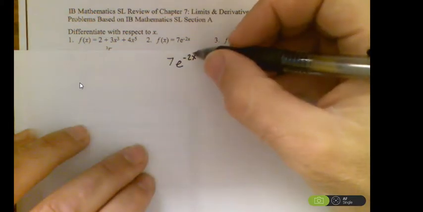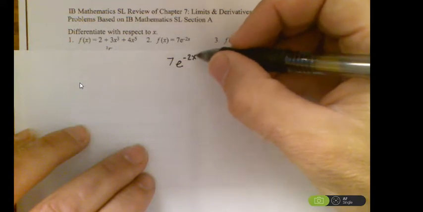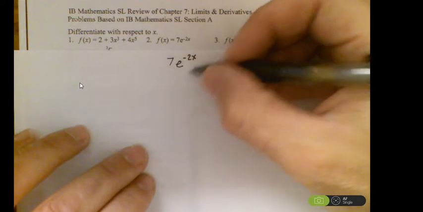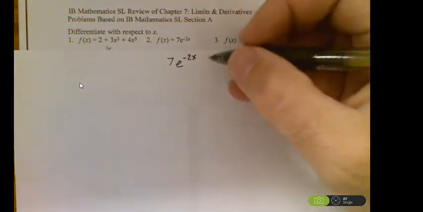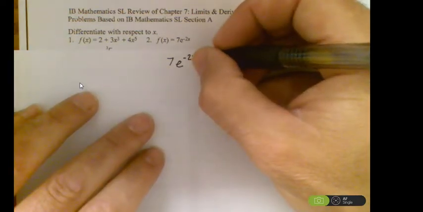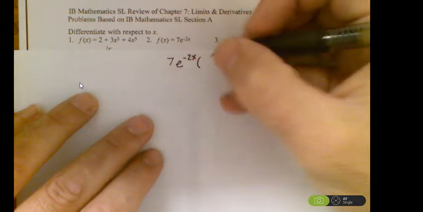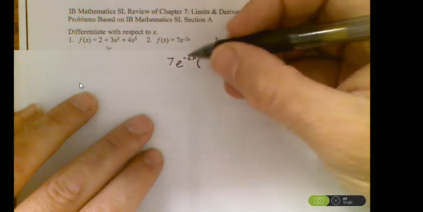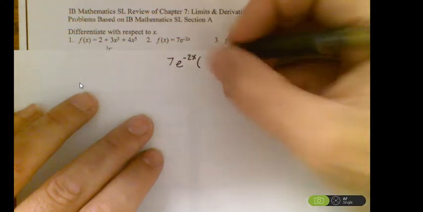But one thing we have to consider on this is an interior function. It's a function within this function. And so there's another part to this. The next step in the chain rule is to then multiply by the derivative of the interior function. So I have to multiply by the derivative of this, which is negative 2.